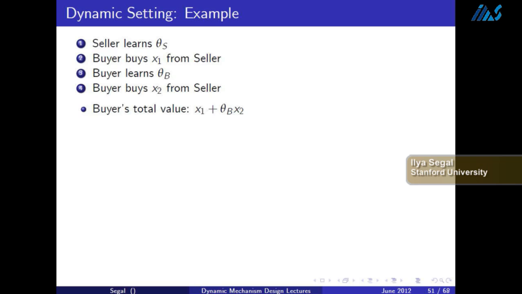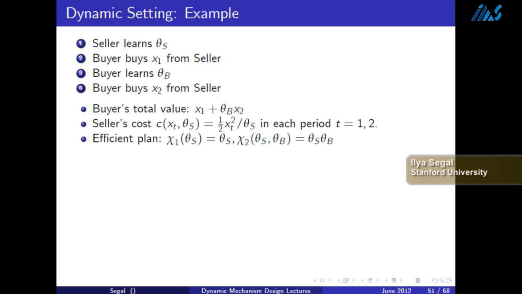Okay, now the payoffs, to make it simple: in the first period the buyer has value 1. He doesn't have private information in the first period. His value for trade is just 1. In the second period his value for trade is theta b, where theta b is his new private information. And the seller's cost in each period is quadratic, so x will be a continuous variable, and the seller's cost will be just 1/2 x squared divided by his type in each period. Okay, so efficiency is easy to calculate. In the first period the efficient decision is just equal to the seller's type, but in the second period it's a product of the two types.